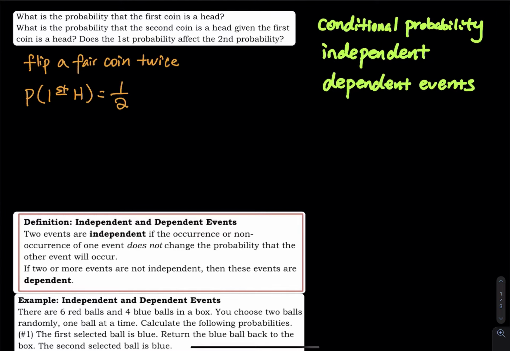My second question is, what is the probability that the second coin is a head given that the first coin is a head? So this is what I'm going to write. I am looking for a second head, given that the first coin is a head. I would like to write the word out: given.